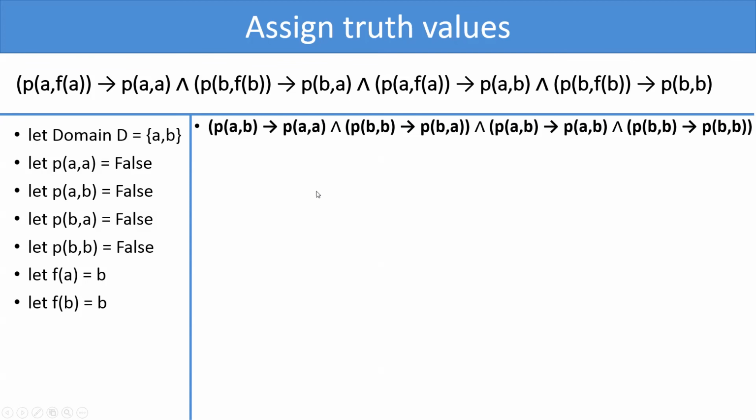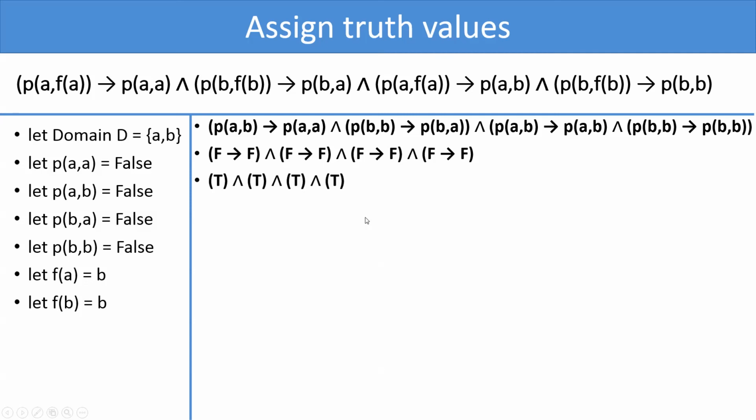And then very conveniently, again, all of these are false. So false implies false and false implies false, so on and so forth, which gets simplified as true and true and true and true, which is true. And so we can say that this interpretation is indeed a model for the well-formed formula given.